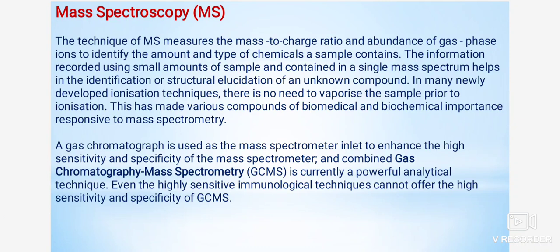In many newly developed ionization techniques, there is no need to vaporize the sample prior to ionization. This has made various compounds of biomedical and biochemical importance responsive to mass spectrometry. A gas chromatograph is used as the mass spectrometer inlet to enhance the high sensitivity and specificity of the mass spectrometer, giving combined gas chromatography mass spectrometry. GCMS is currently a powerful analytical technique. Even the highly sensitive immunological techniques cannot offer the high sensitivity and specificity of GCMS.